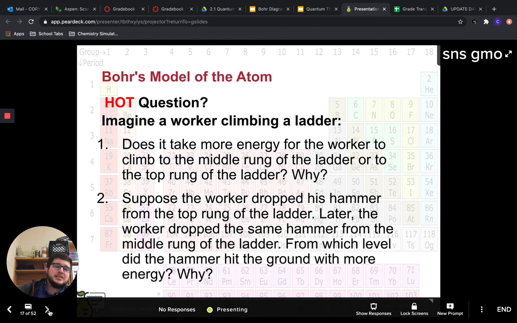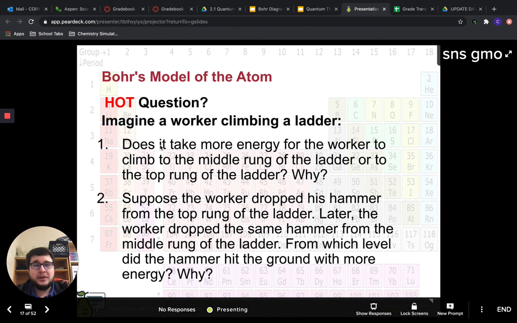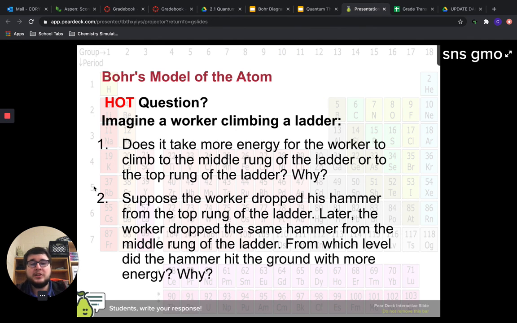So I want you guys to take a second and respond to this question. Imagine a worker climbing a ladder. Number one, does it take more energy for the worker to climb to the middle or to the top of the ladder, and why? And number two, suppose the worker dropped his hammer from the top rung of the ladder, and later dropped the same hammer from the middle rung. Which level did the hammer hit the ground with more energy, and why? So take a second to answer those questions, and then come back.